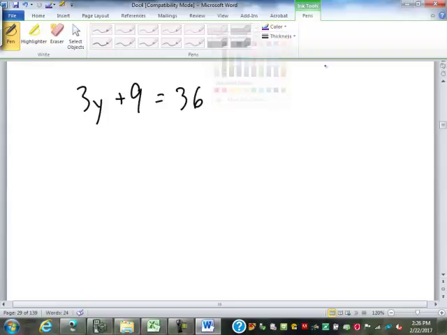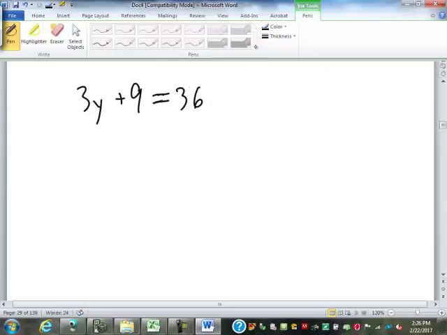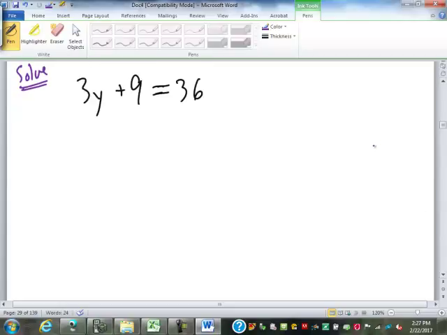So here we've got 3y plus 9 equals 36. Now I'm going to stop going through them step by step here and let you guys run loose a little bit. To solve this, in other words, to take this apart, what's the first piece we're going to have to take off? What's the first thing we're going to have to do? Subtract the 9. Good. This equation was built, y was multiplied by 3, and then 9 was added to it.